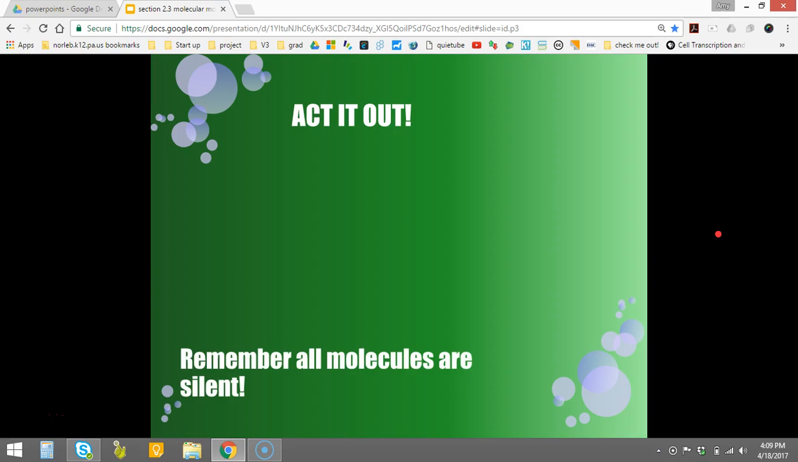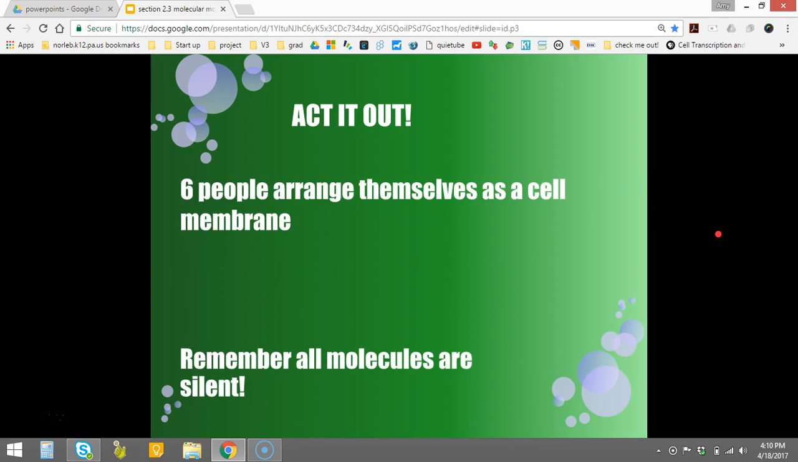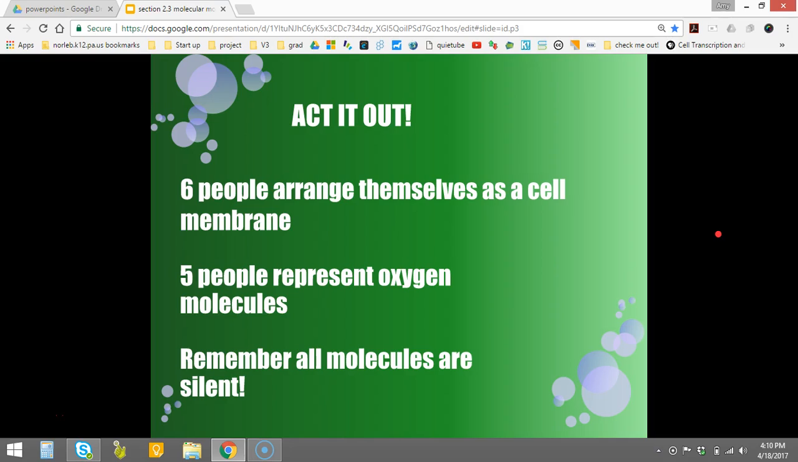So take a moment now, remembering that all molecules are silent, and I would like to see 6 individuals arrange themselves as a cell membrane. You're going to face each other with your arms sticking out towards each other. There should be 3 people on each side forming your double layer. Do this in an area of the room where there's enough space to walk around. Then we need 5 volunteers to represent oxygen molecules, and you're going to show us what oxygen does as it diffuses through the cell membrane. Go ahead, pick your people, and get started.